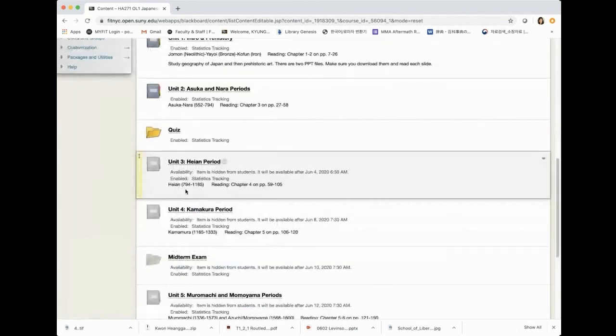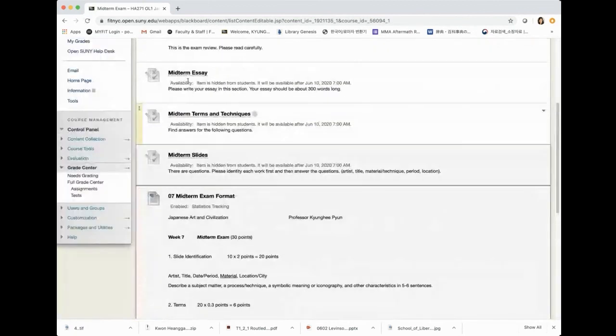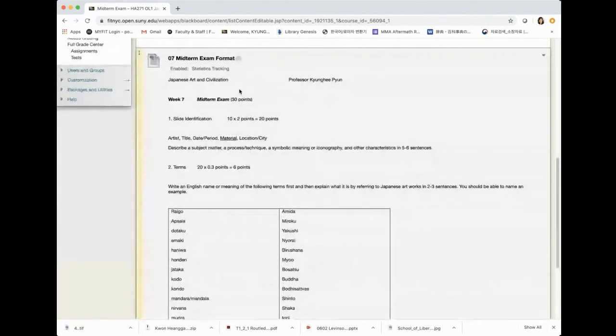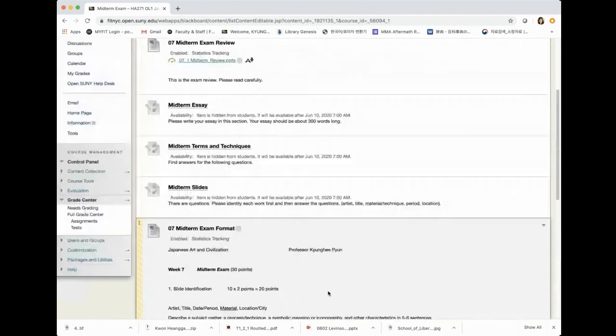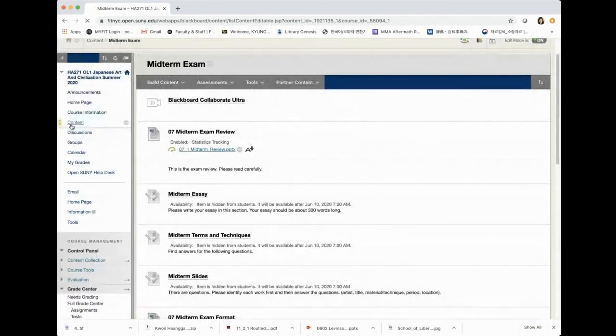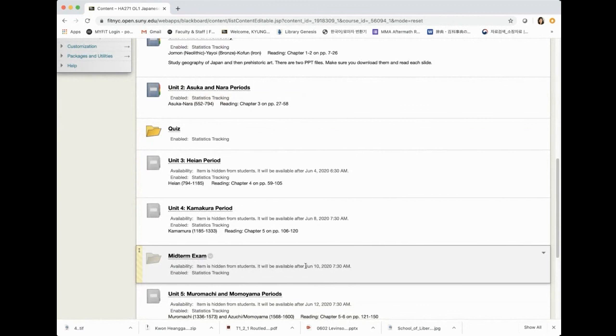And in the midterm exam, we have an essay. I always like students to write an essay, sort of an open book test, so you can prepare in the beginning. I already have the topics ready, so don't feel anxious. The midterm exam folder will open around June 10.